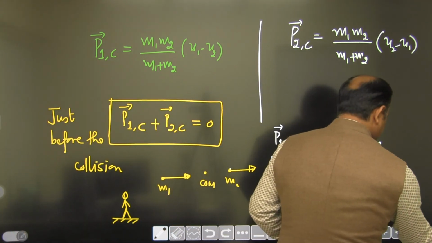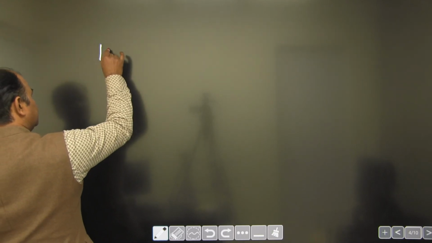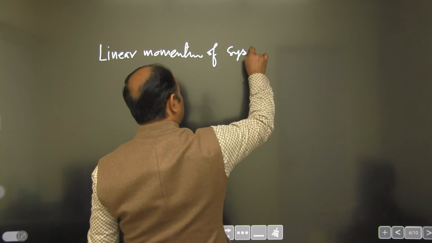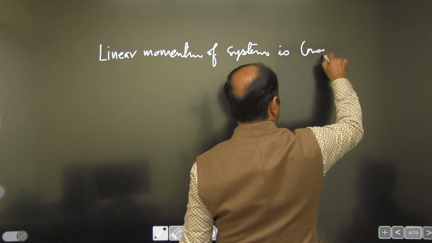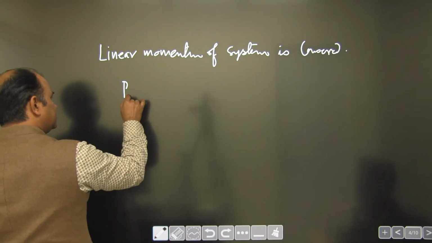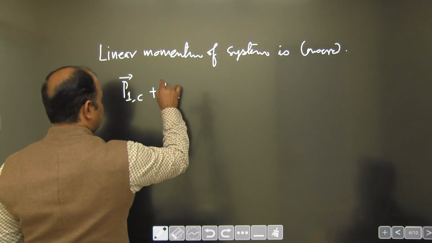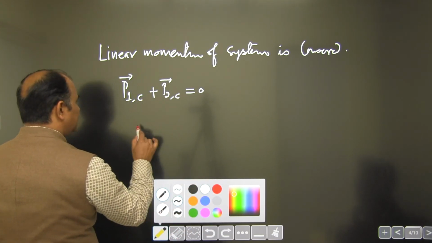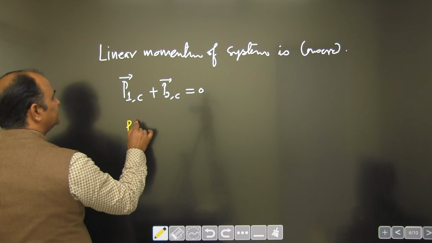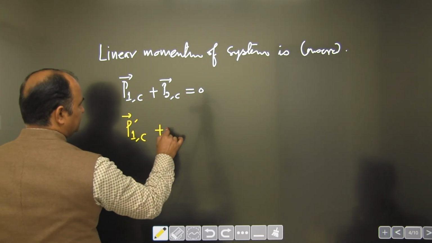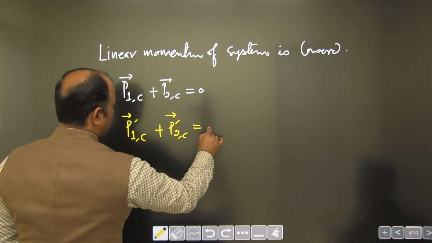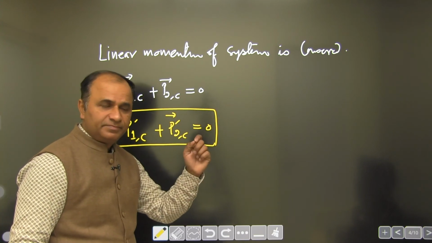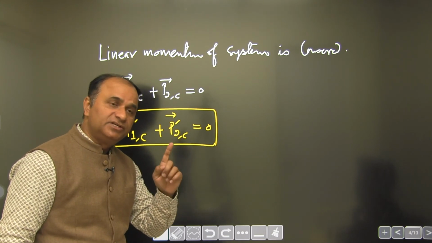Now, as we see, the linear momentum of the system is going to be conserved. This means if initially P1C plus P2C is equal to 0, then just after the collision also the sum of these two momenta must be equal to 0. If I write just after collision with a dash, P1C dash plus P2C dash is equal to 0. As the sum of momentum was equal to 0 before the collision, just after the collision the sum of linear momentum must also be 0, right?